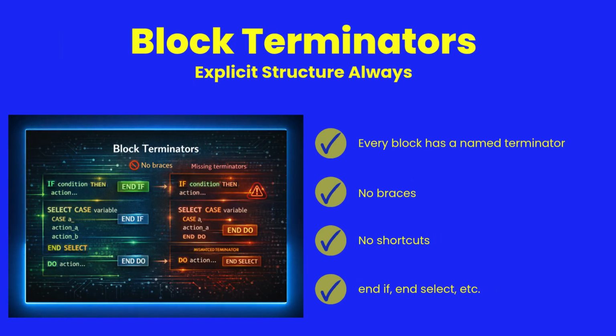Every block in Sheerpower closes with a clear, explicit terminator. There are no braces and no shorthand forms. Each structure must end with its full keyword, such as end if, end select, or end do. Missing or mismatched terminators are one of the most common AI errors.